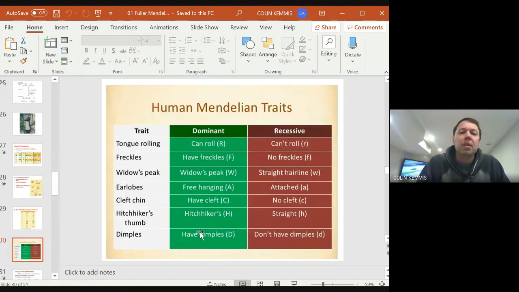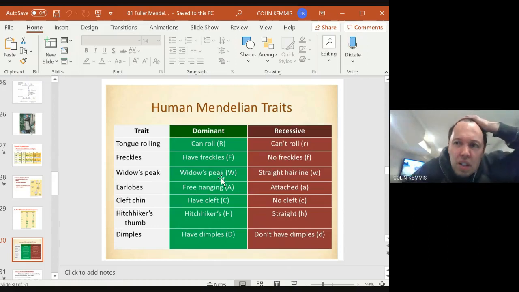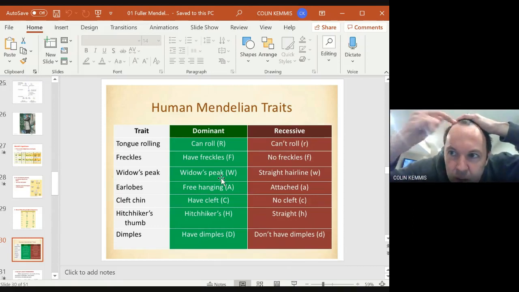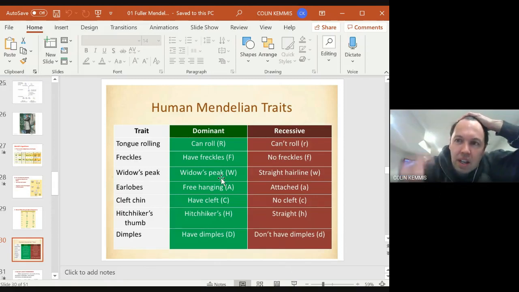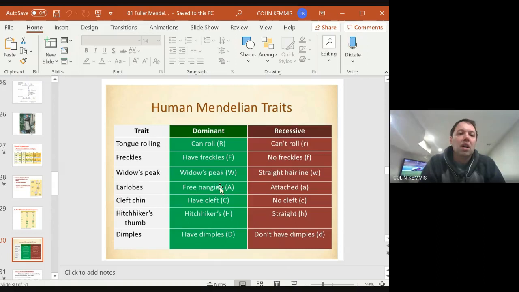Here's some examples from humans as well. Can you roll your tongue? I cannot. So I know what my genes are. I'm double recessive, little r, little r. How about freckles? Freckles is actually a dominant trait. If you have freckles, you have at least 1 capital F. I do not. Widow's peak. Do you see that little triangle coming down here? If you have a hairline that has a little bit of that, that's called a widow's peak. If your hairline goes straight across, you do not. You have the straight, which is recessive.